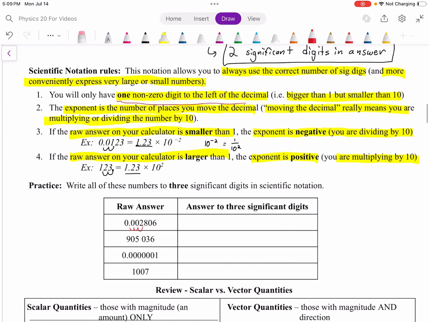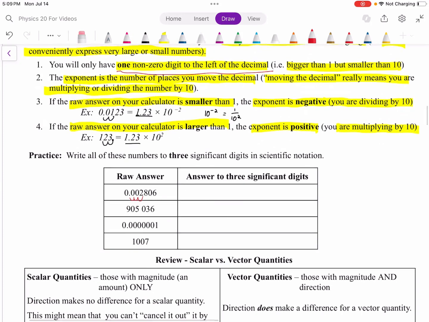We'll have that one non-zero digit to the left of the decimal. So we're going to have 2.8. Now we need to make a decision here. I'm going to ask you about this, okay? Should I write a 0 or should I make a change there? Right, I'm going to have to make a change. I need to round this 0 up to a 1.